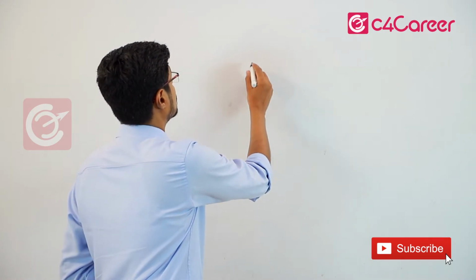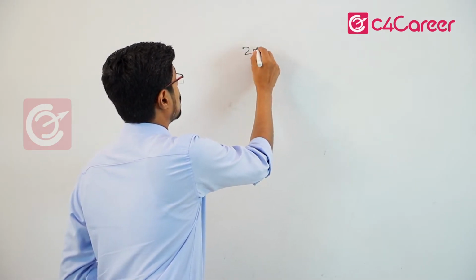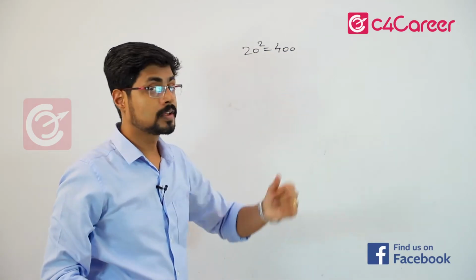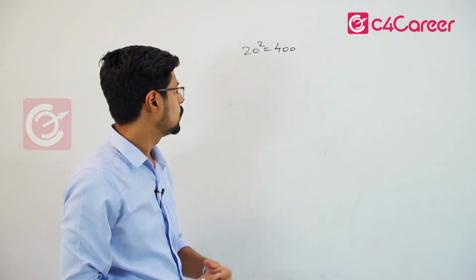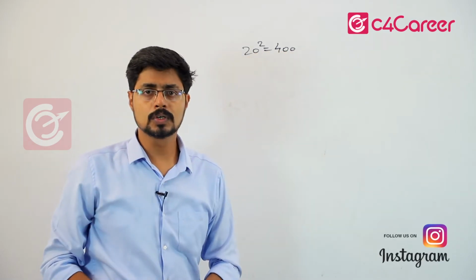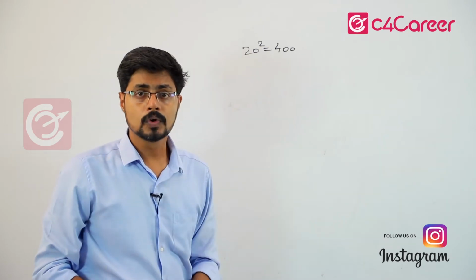My dear students, now let's look at the squares of numbers above 20. I hope all of you know this. 20 square is equal to 400. How do we do it? 2 square is 4. There is 1 zero, so we put 2 zeros in the square. So 20 square is equal to 400.